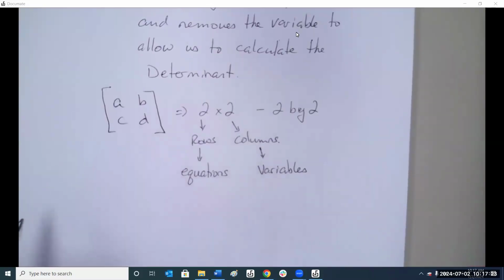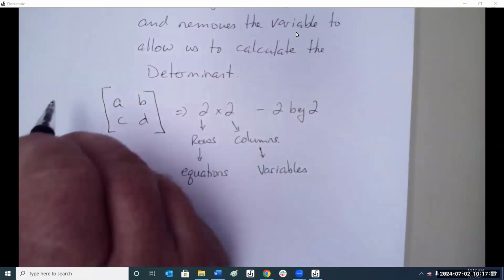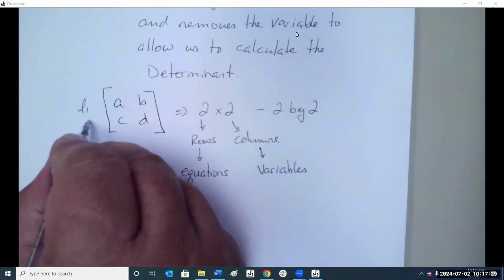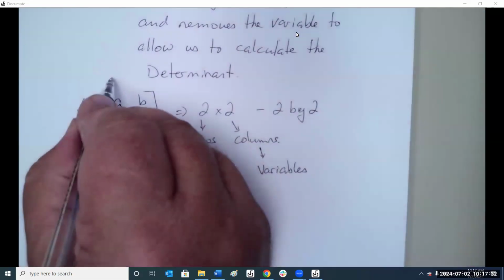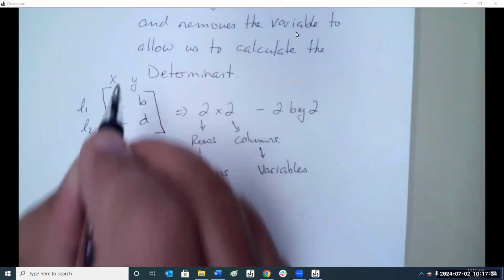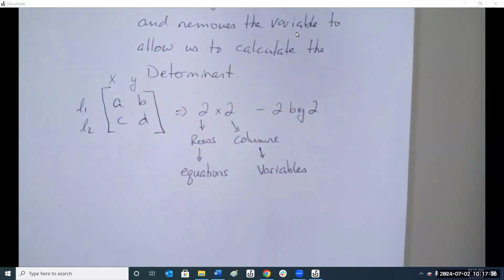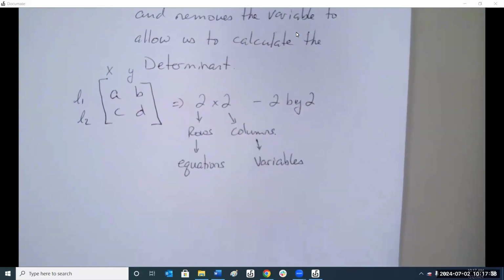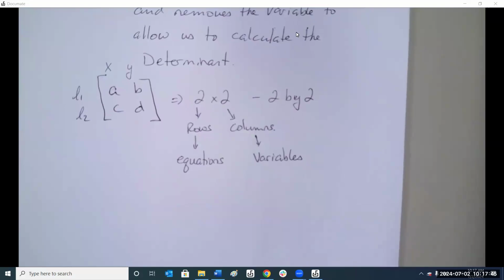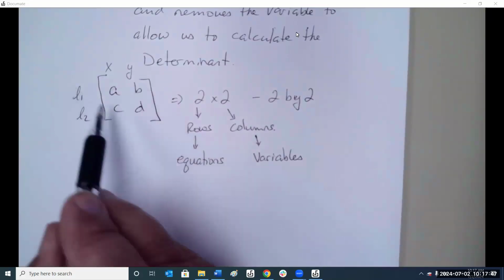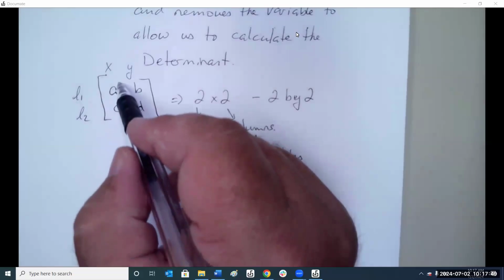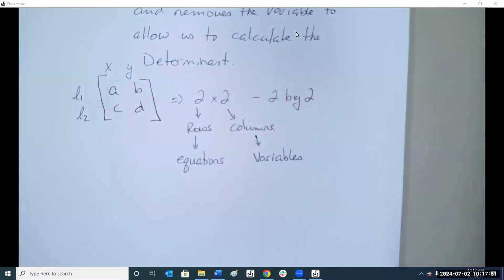So in this example, A, B, C, D, 1, we have line 1, line 2, and this is variable X, and this is variable Y. So this is equation 1, this is equation 2. Only the coefficients are used. The coefficient of X, the coefficient of Y.